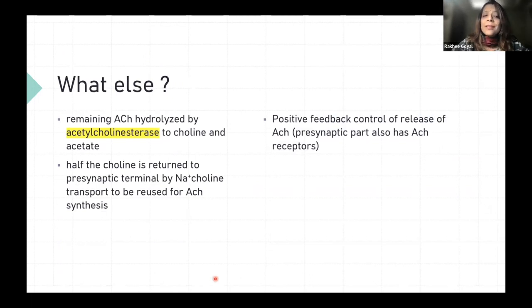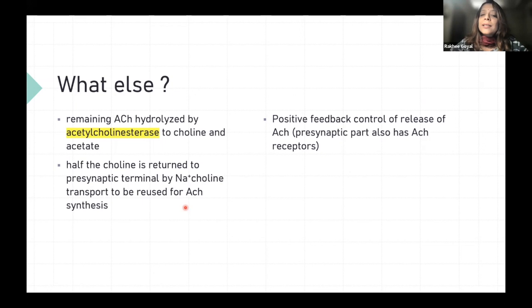Now, what else is happening simultaneously is the remaining acetylcholine gets hydrolyzed by this enzyme that we talked about, which was present in the synaptic cleft. It goes back to becoming choline and acetate. And half of the choline gets returned by an active process, the sodium choline transport system, to be reused by the nerve ending for further production of acetylcholine.